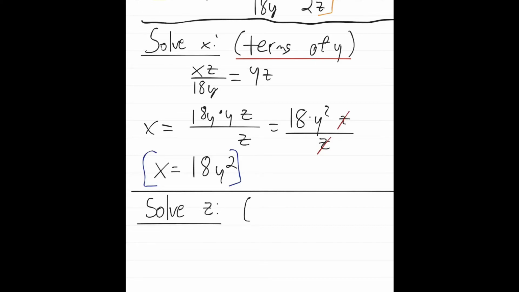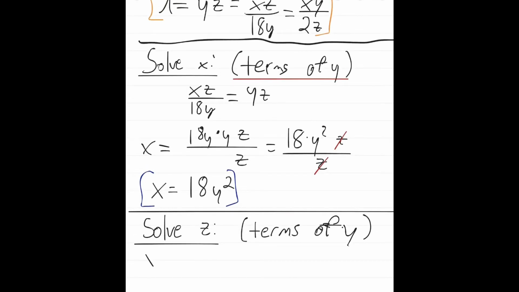Now next, I solve for z as well in terms of y. So now we're going to be able to substitute. So let's see. If I use yz and then the xz divided by 18, if I use the same equality, the z's will cancel out, so it's not going to help me. So I will instead use the last equality: x times y divided by 2z is equal to xz divided by 18y. So I'll set this equality up.